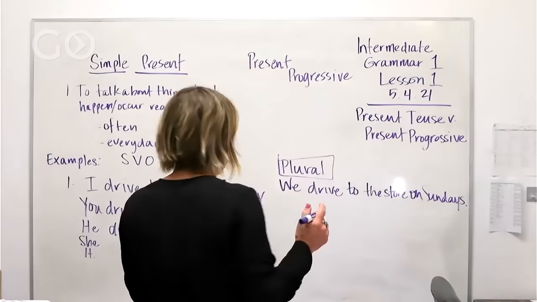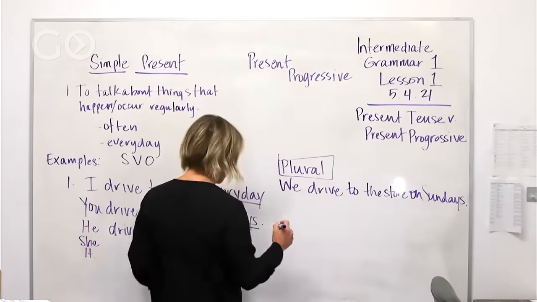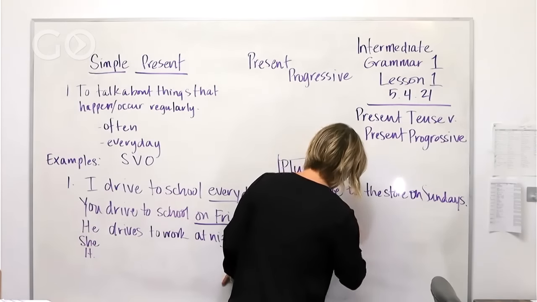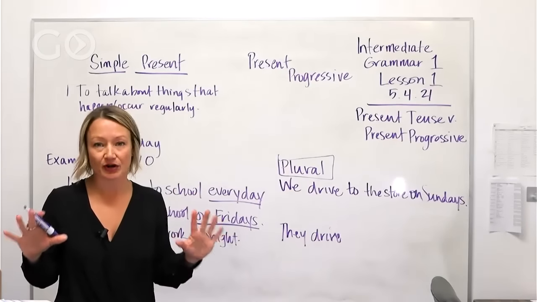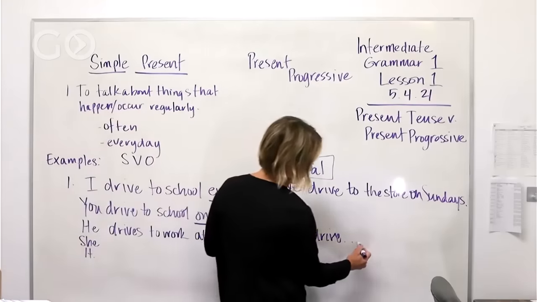Great, okay. Now, another plural one. So the plural of he, she, it, we're going to say they. Okay, they drive. All right. So it's very easy to form the present tense. So we can just add more information here.